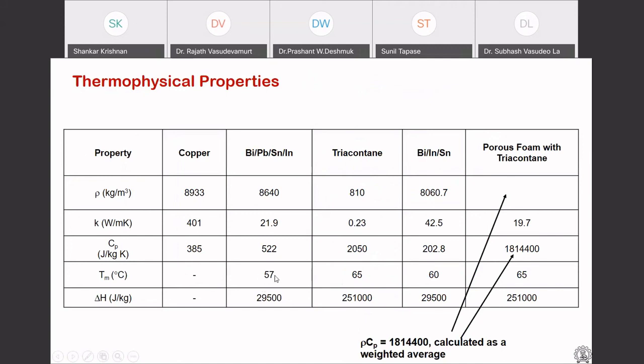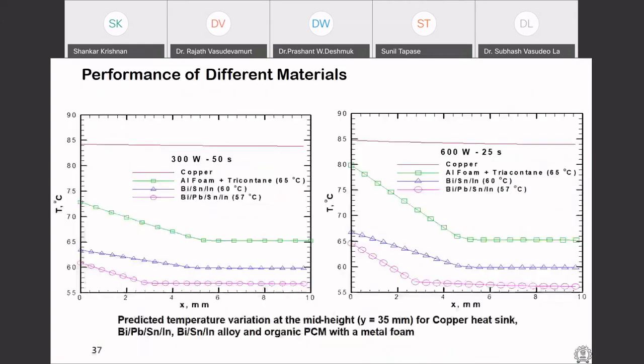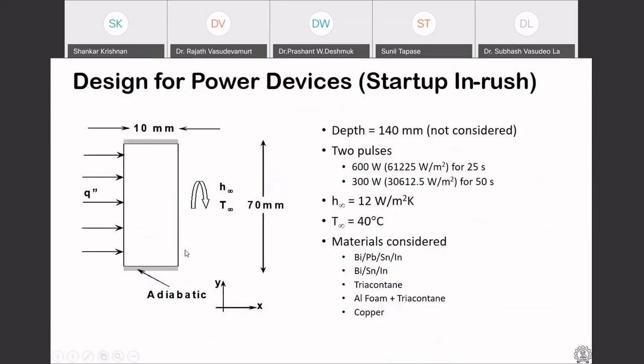The bismuth lead indium tin alloy melted at 57 degrees Celsius. The triacontane melted at 65. The lead-free alloys melt at 60, and the triacontane with porous foam will also melt at 65 because triacontane is the phase change material. So we developed some approximate and exact solutions. I won't get into those, but let's look at this plot. What I'm showing is temperature, because this domain is one dimensional.